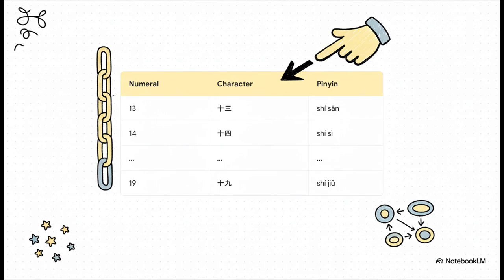This pattern just keeps on going flawlessly all the way to 19. So 13 is 10-3, shi sun. 14 is 10-4, shi su. And this holds true right up to 19, which is, you guessed it, 10-9, shi jiu. It is perfectly, beautifully consistent.